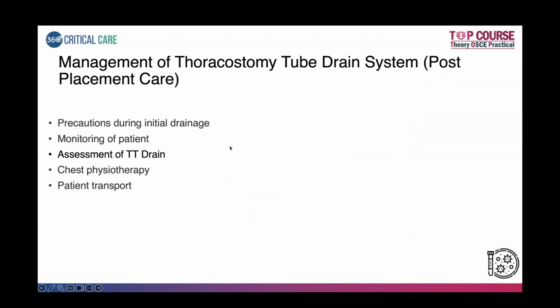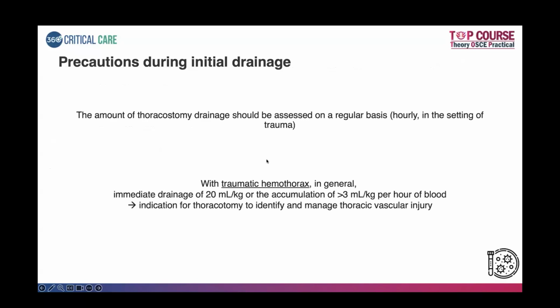So management of a thoracostomy tube drain post placement has 5 important areas that need to be covered. That is, one is precautions during initial drainage, monitoring of the patient, assessment of the thoracostomy drain, chest physio, and patient transport. Coming to the precautions during initial drainage, the amount of thoracostomy drainage should be assessed on a regular basis, which has to be hourly in the setting of trauma.